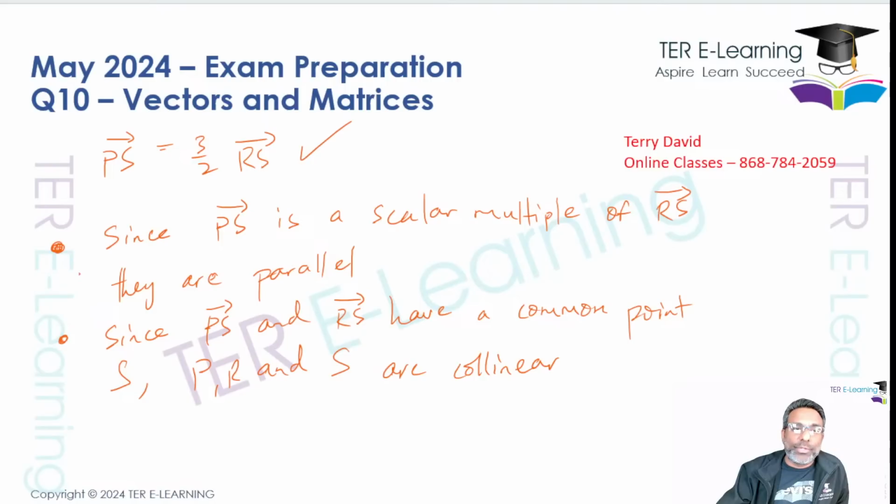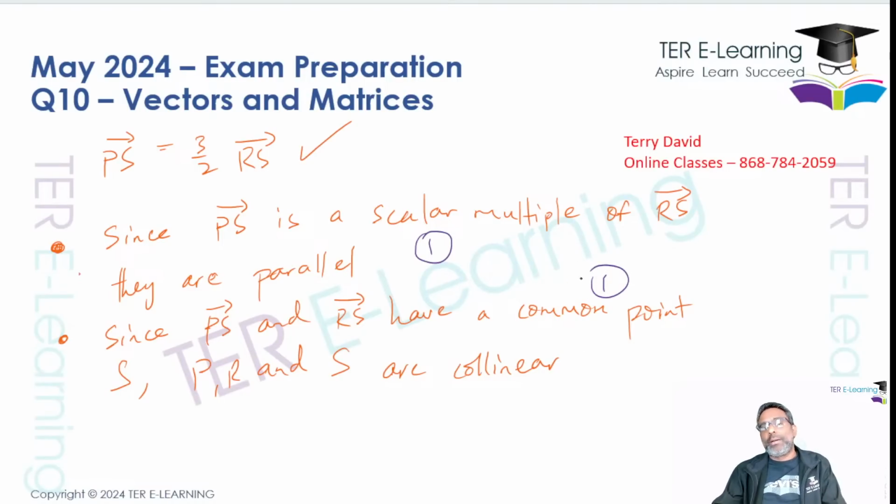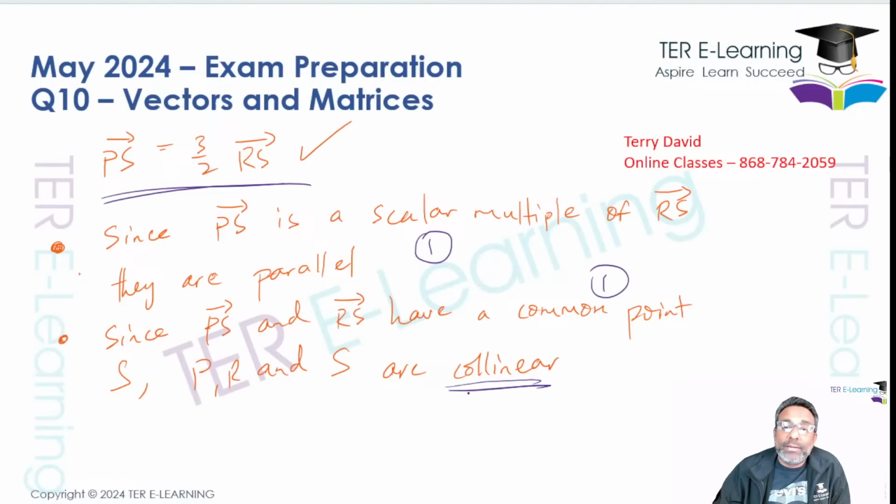So I want you all to understand how they actually mark this in the exam. There are two things they're looking for. One mark for saying that the vectors are parallel, and the second mark is for saying that there's a point in common. The reason why they are parallel is because one is a scalar multiple of the other. We showed that PS is 3 over 2 RS, and we also showed that we have a common point of S. So that means they are collinear. You have to be careful how you're answering these questions.